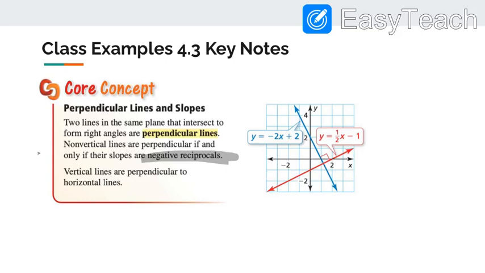So this means we take whatever value we have, let's call it x, and we would times it by negative 1 over x, so we'd be flipping it around. Let's see what that looks like.